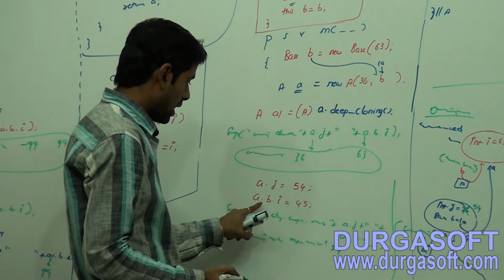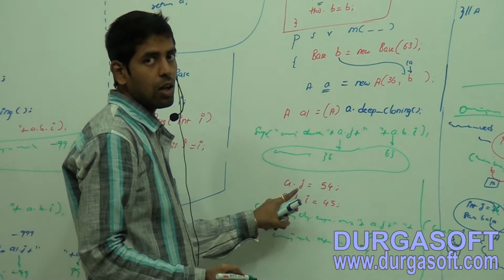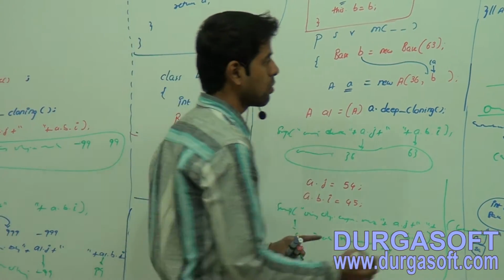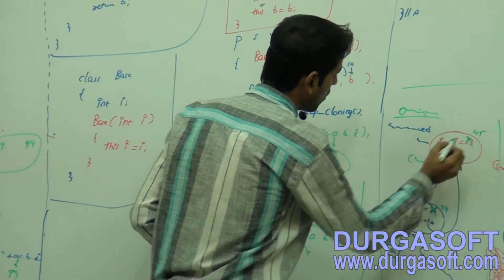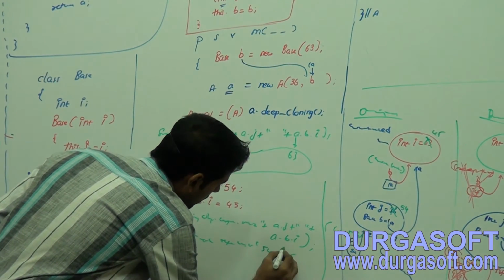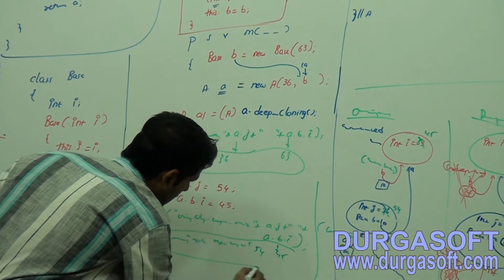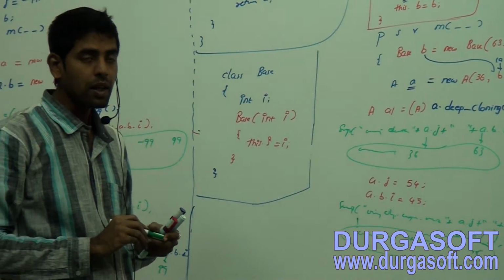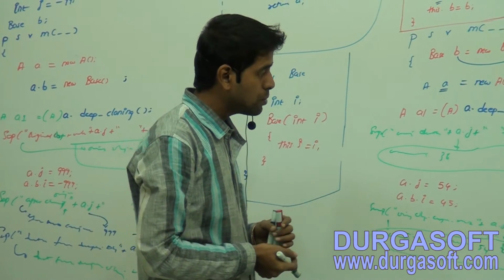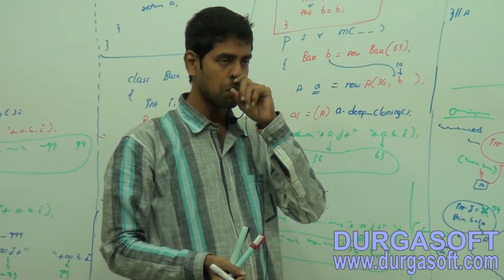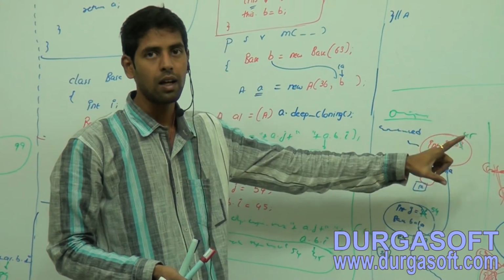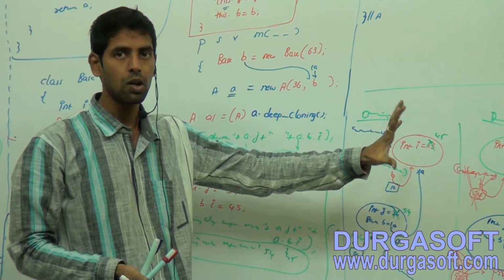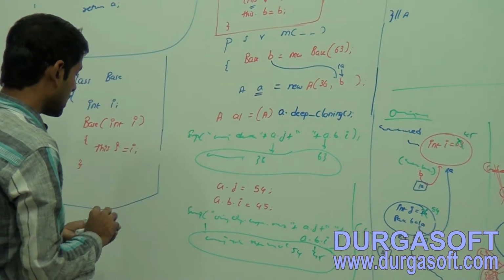And a dot b dot i will be assigned with 45, getting 45. 45 will be the output here, getting. Now we have lost the data. I want to get original object data. We have saved the data safely within the duplicate objects. Now observe how to access that one. Simple thing.